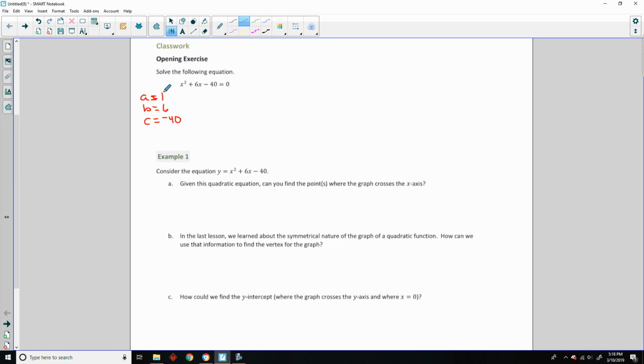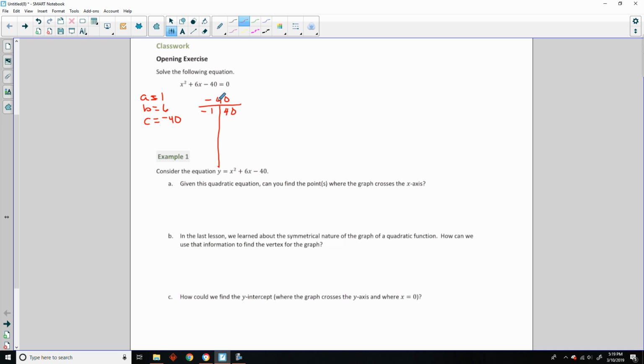Okay, when the leading coefficient is 1 and there's no x value in this constant term, there's no greatest common factor. So we just do factors of c that add up to b. So I'm looking for factors of negative 40. When you're multiplying two numbers and get a negative, they have to be opposite signs, one positive, one negative. When the sum is positive, the smaller one is negative, and the bigger one is positive.